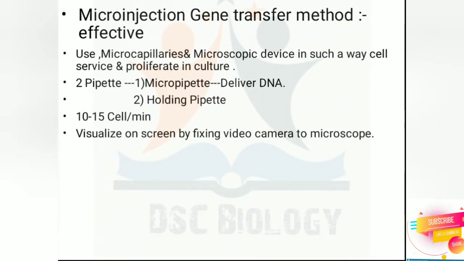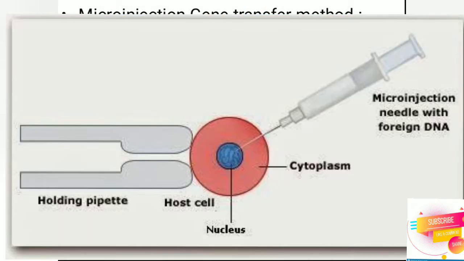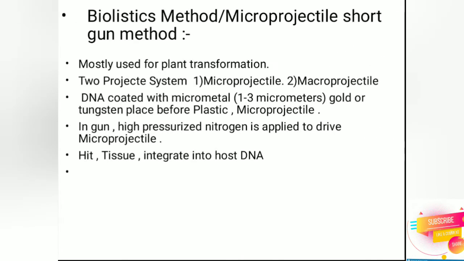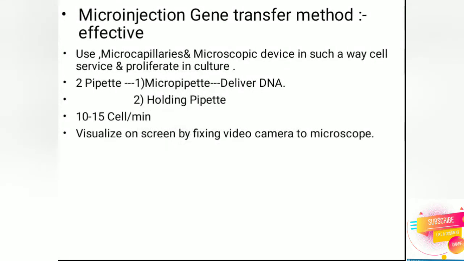Number one process of gene transfer is the microinjection method, and this is an effective method of gene transfer. Here we use micro capillaries and microscopic devices in such a way that the cell survives and proliferates in the culture, without killing the cell and without disturbing the culture. During this process the cell is not dying, so the cell survives.